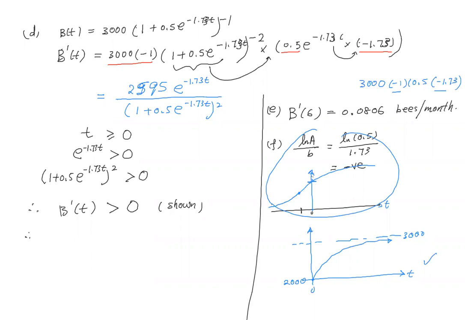Hello? Student, are you okay? So that means it is increasing at the fastest rate at the beginning, because this is the steepest point in the whole journey of the changes of the bee population.